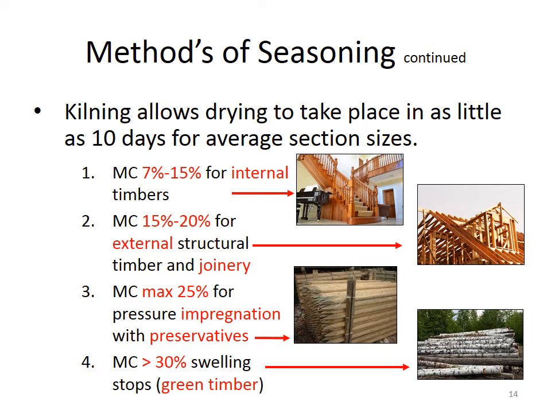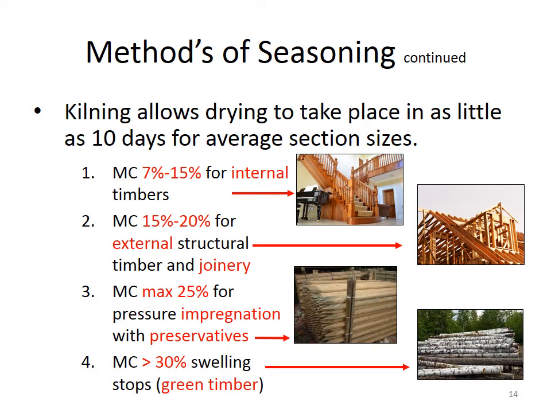Number two there, moisture content of between 15 and 20% for all external structural timber and joinery. Okay, so if we're using timber for the structure of the building, it has to have a moisture content of between 15 and 20%. So it's important that we keep the timber covered on site all the time to protect it from the weather. Number three there, moisture content maximum of 25% for pressure impregnation with preservatives.